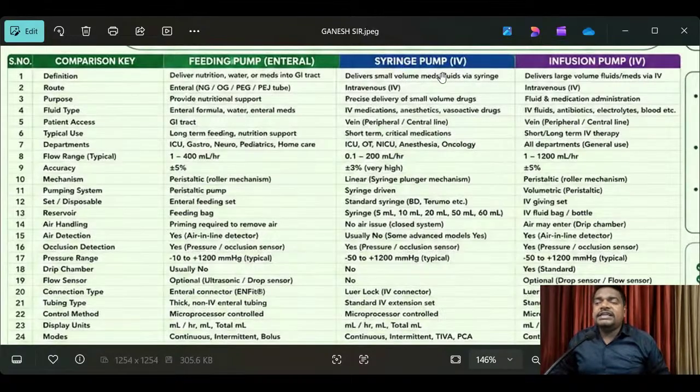Now see, when you come to the syringe pump, second point, intravenous IV, and the infusion pump, intravenous IV. So for both the syringe pump and infusion pump, the intravenous IV line is common. But only the feeding pump is different: syringe pump is no need, and IV line is also no need. Have you got it?